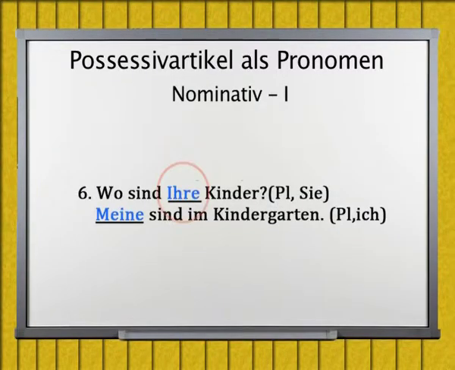Here the student has given the right answer also. Meine sind im Kindergarten, where meine here refers to Kinder, and based on the pronoun ich, the answer has been conjugated.